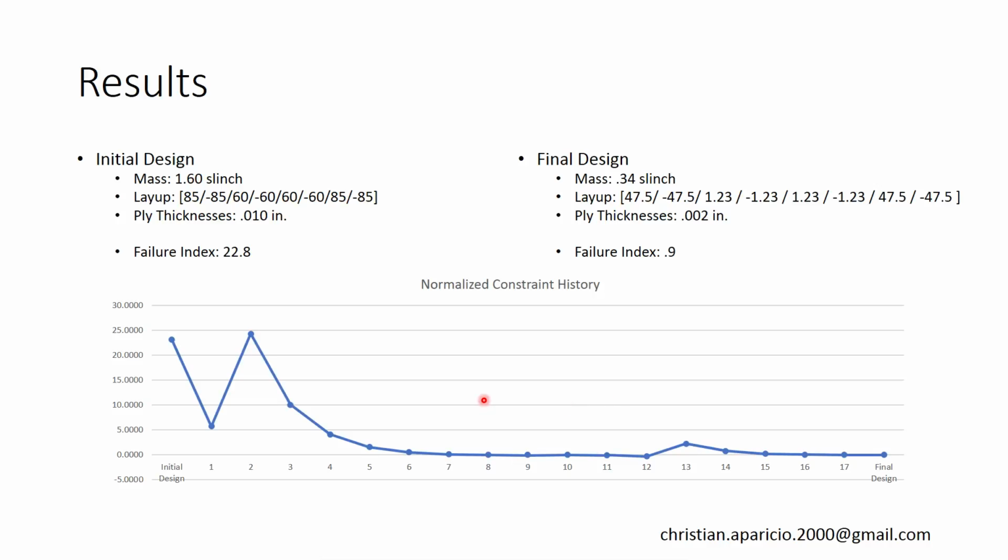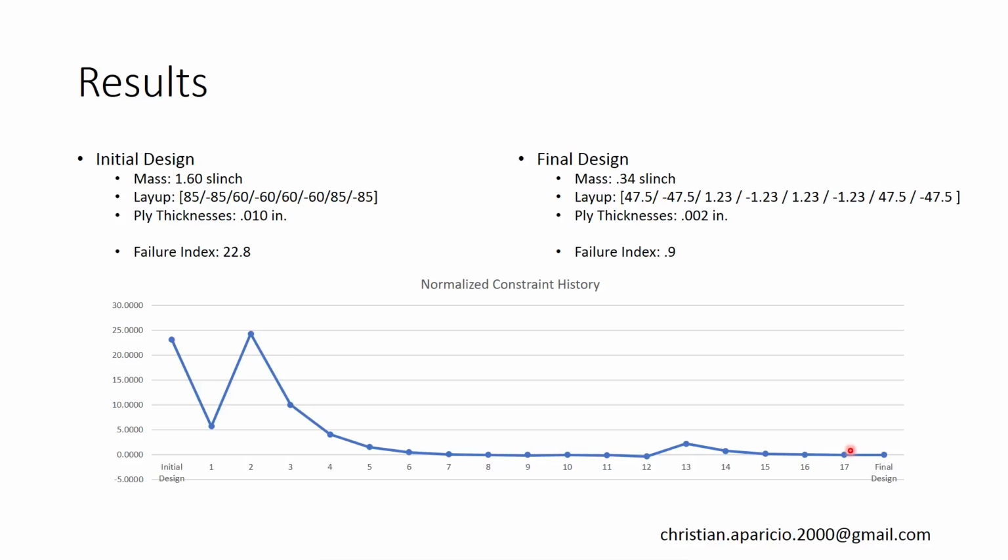And here is a plot of the normalized constraint history. Again, each design cycle will have a different constraint that's governing the design. In one design cycle, the maximum normalized constraint might be to ply number 1 as an example. The next design cycle, it might be that ply 4 is now violating the failure index constraint. So then that governs the design cycle for that one. And each design cycle after that might vary from constraint to constraint. But by the end of the optimization, all of the constraints are satisfied.